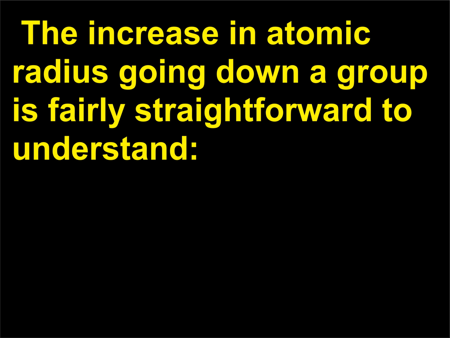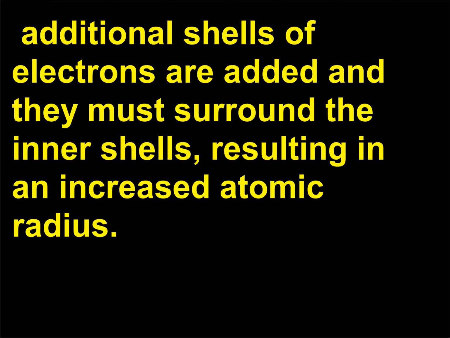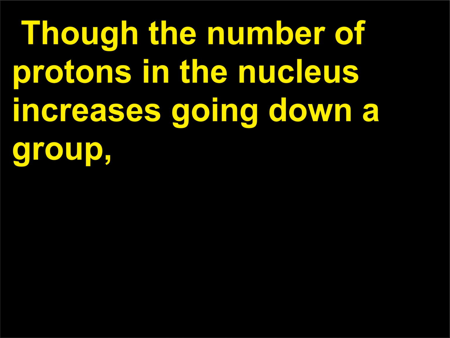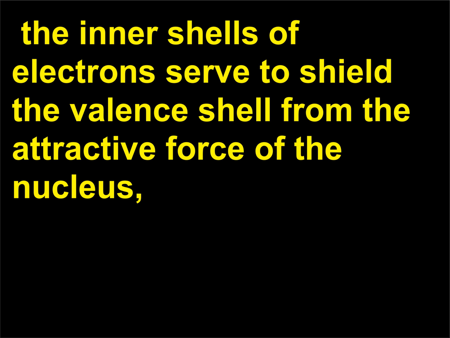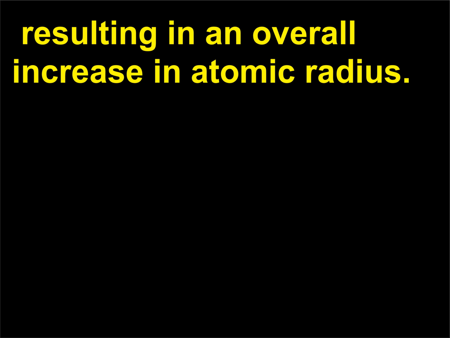The increase in atomic radius going down a group is fairly straightforward to understand. Additional shells of electrons are added and they must surround the inner shells, resulting in an increased atomic radius. Though the number of protons in the nucleus increases going down a group, the inner shells of electrons serve to shield the valence shell from the attractive force of the nucleus, resulting in an overall increase in atomic radius.